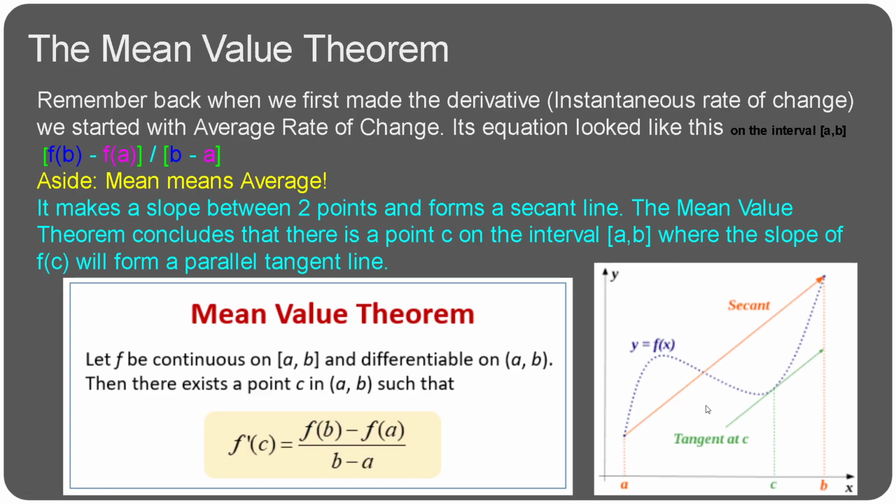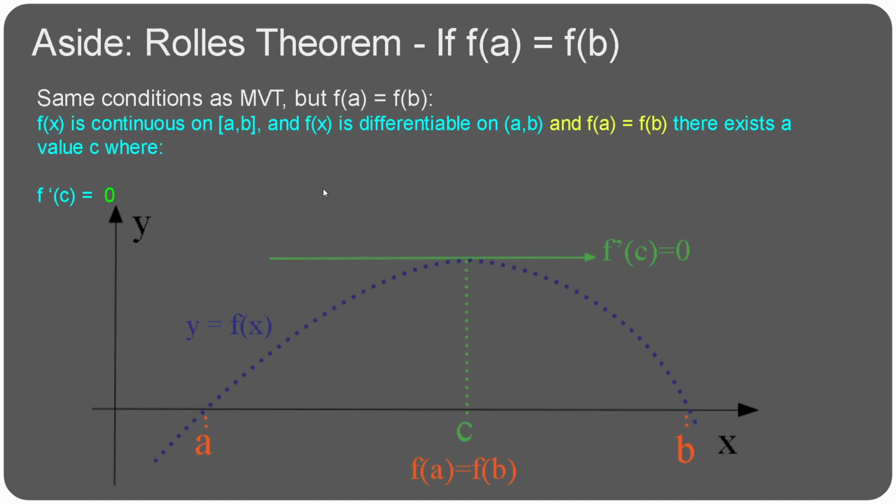And here's a little graph demonstrating that idea. The secant line is formed between the two endpoints of the interval, and then there has to be at least some point, I'm guessing that there's two, there's going to be one right here as well, where the tangent line will be parallel to the secant line. So that means that the derivative matches the average rate of change.